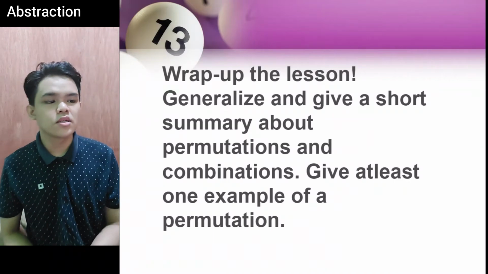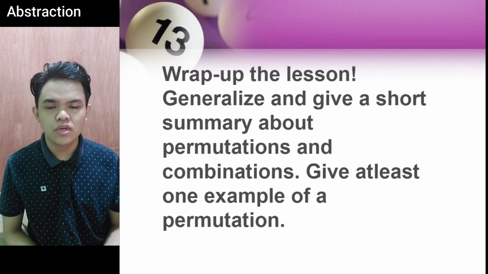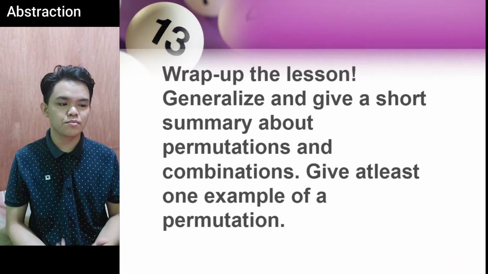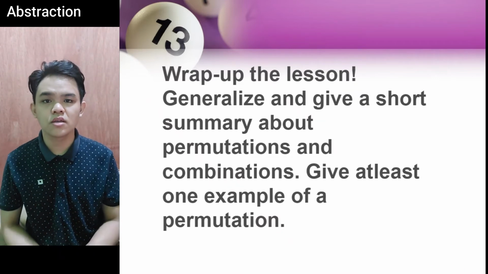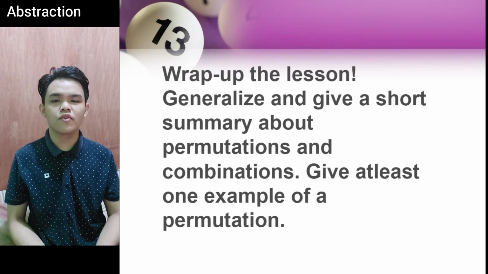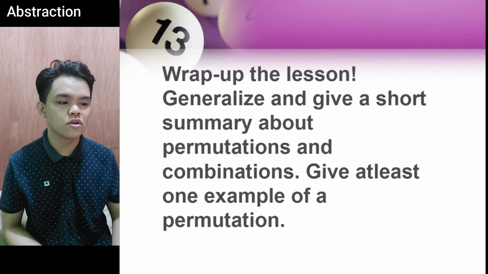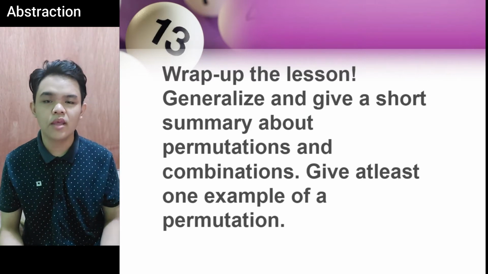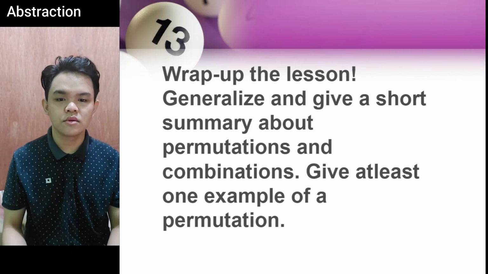Okay, Angel. Now, Angel, what I want you to do is to generalize, give a short summary of our lesson, permutations and combinations. You may include ideas of the counting techniques and the formulas that I have provided you. Give at least one example of a permutation and a combination. You may start now.